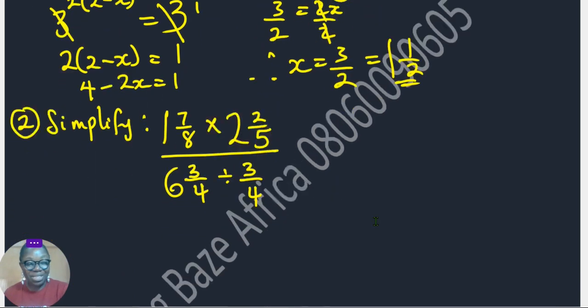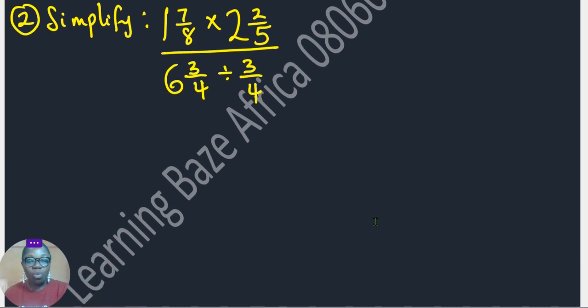Now the next question. Simplify 1 whole number 7 over 8 times 2 whole number 2 over 5 divided by 6 whole number 3 over 4 divided by 3 over 4. Now let's simplify the numerator. This is the numerator. Then we also simplify the denominator before performing the division for everything.